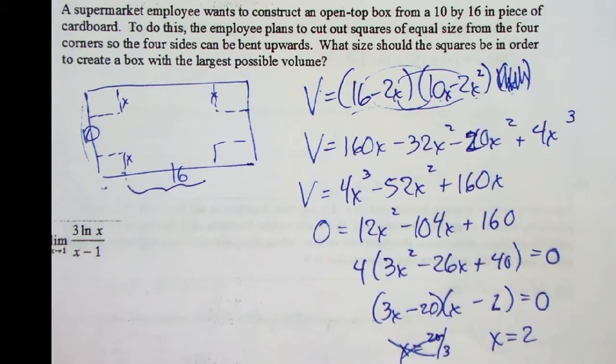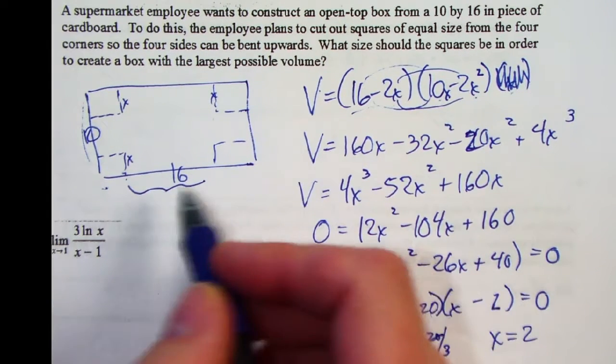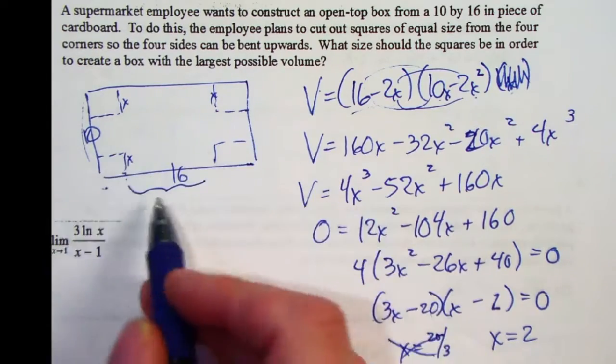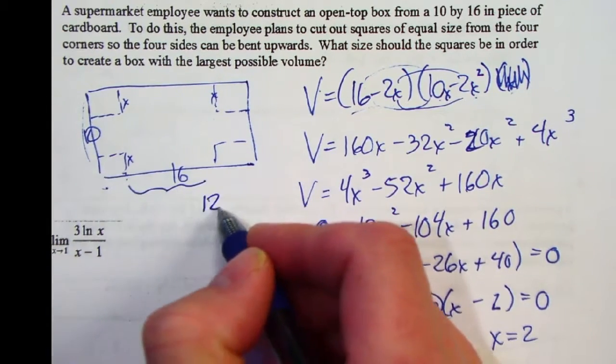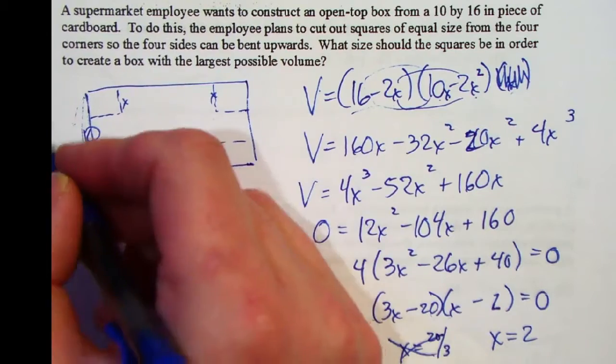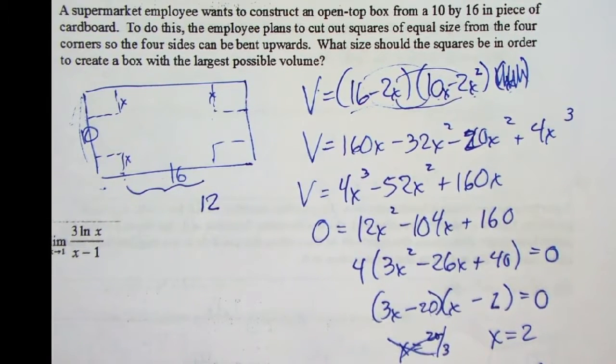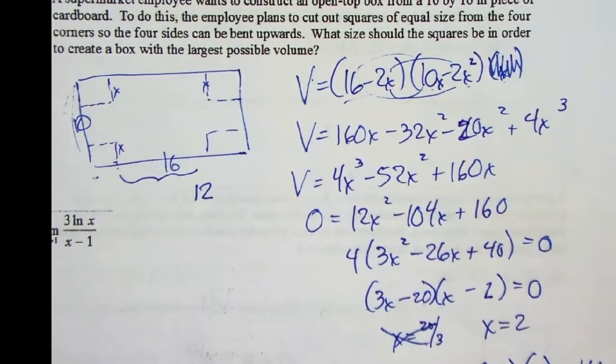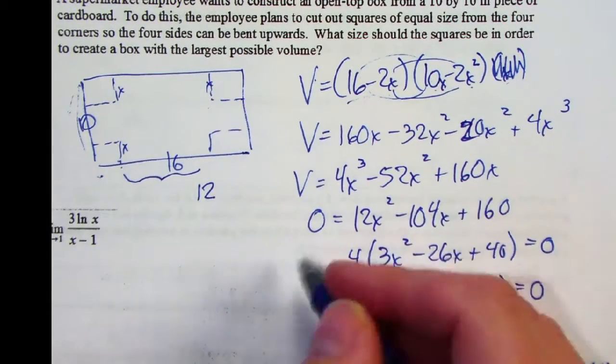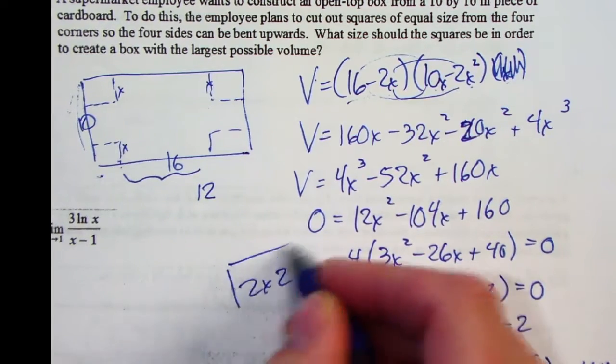So then that would mean that your length is actually not 16, it's actually 12. This is not 10 anymore, it's 6, and then your height is 2. So your volume is going to be 6 times 12 times 2, which is 144, and that's not even what they're asking. I'm sorry. What size should the squares be? The squares should be 2 by 2. I got a little carried away there.